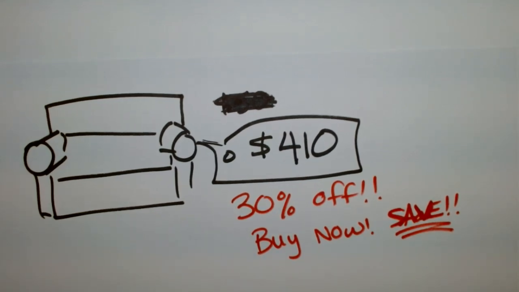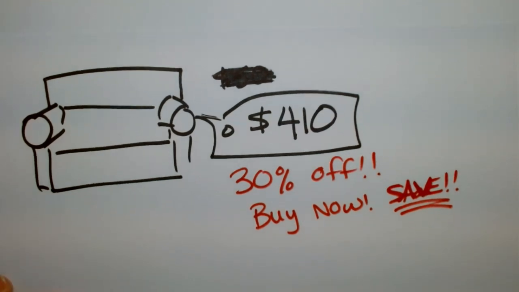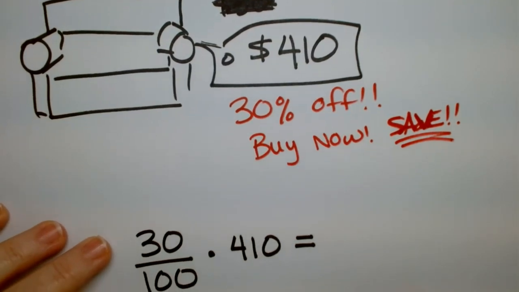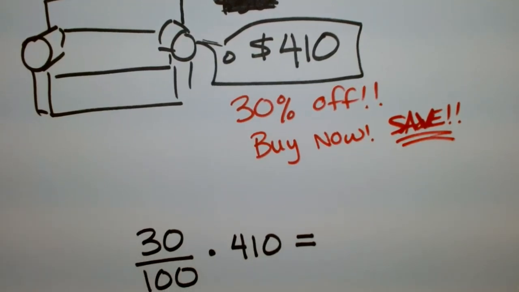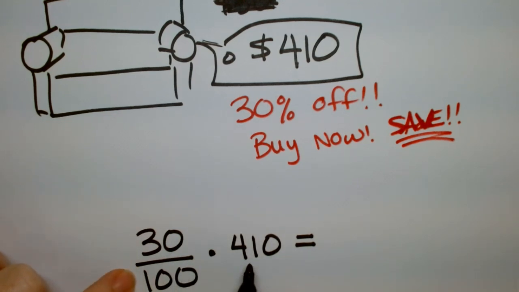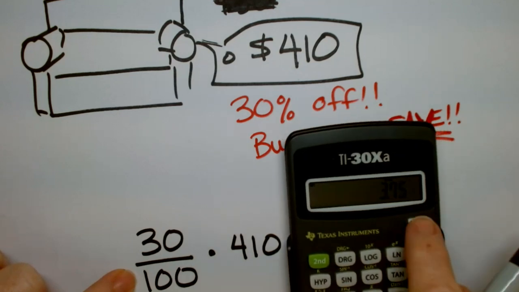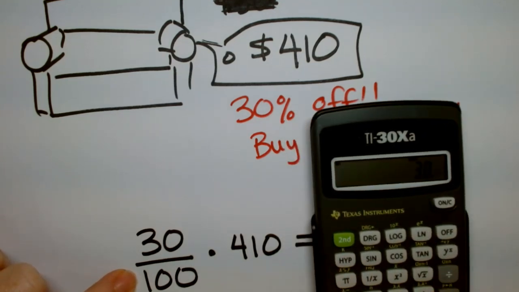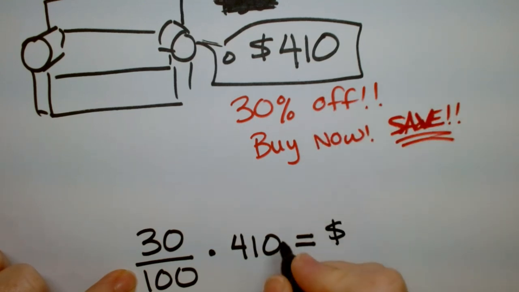All right, how are you doing? Okay, so if the couch is $410, and that's 100% of the price, right? That's all of it. Okay, if I want to know how much they're taking off, I would do this calculation. Do you see this one right here? Okay, so I have 30% of 410. So let's figure out what that is. 30 divided by 100 times 410. I have $123. Here, these are dollars.